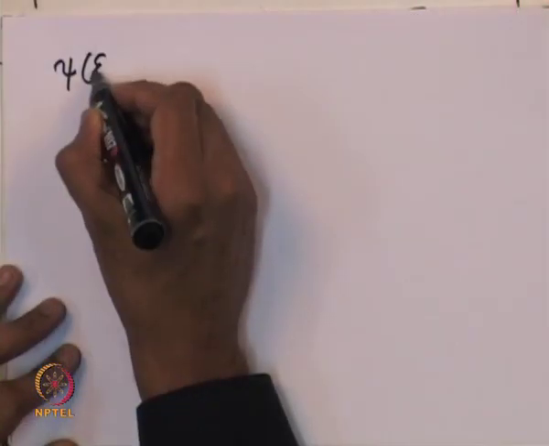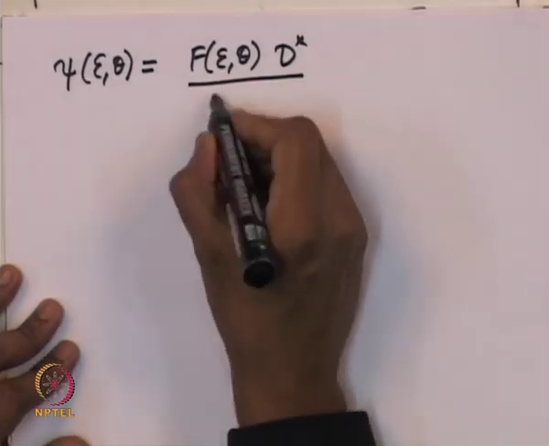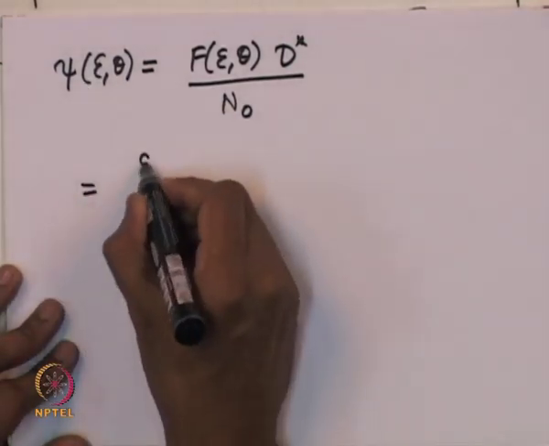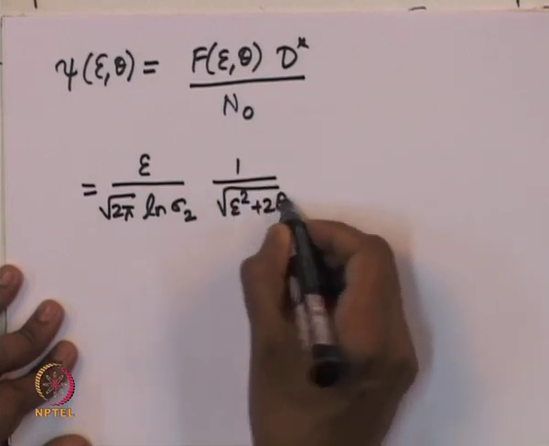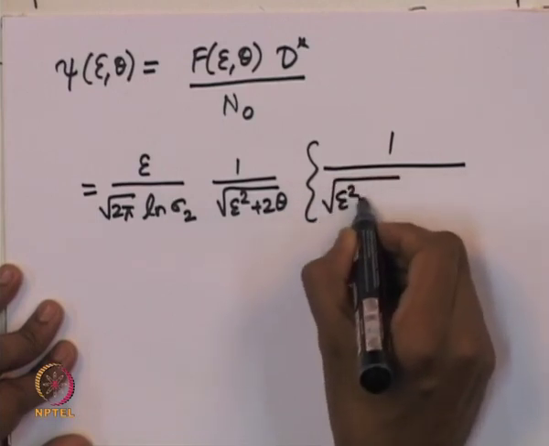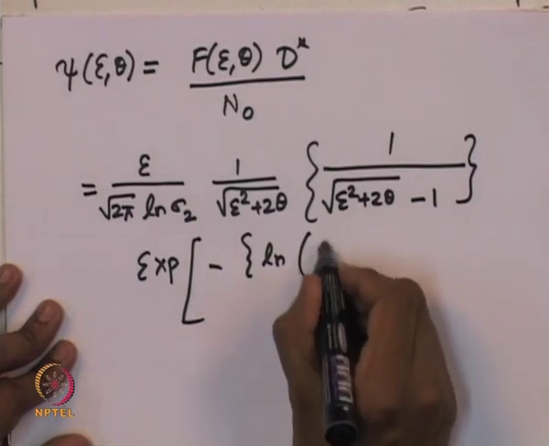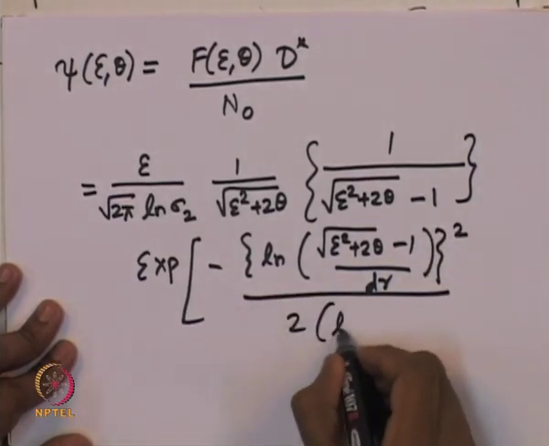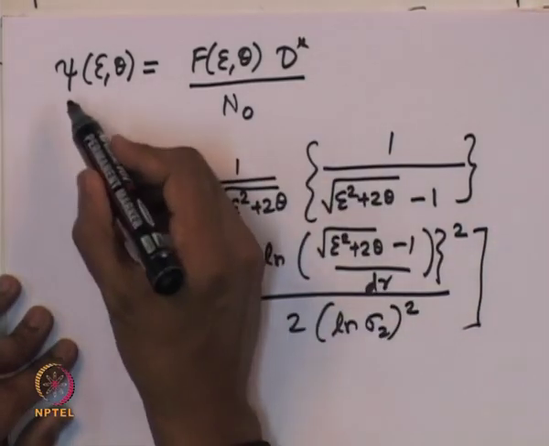So, now we can rewrite this as psi of epsilon comma theta. So that's equal to F of epsilon comma theta. So we can now use the initial distribution in order to find out the expression for psi as a function of epsilon and theta, and that would be equal to epsilon divided by square root of 2 pi into ln sigma 2 into 1 by square root of epsilon square plus 2 theta into 1 by square root of epsilon square plus 2 theta minus 1 multiplied by exponential of minus ln of square root of epsilon square plus 2 theta minus 1 by dr and square of that divided by 2 into ln sigma 2 to the power of square of that. So that's the distribution at any time in the non-dimensional form.